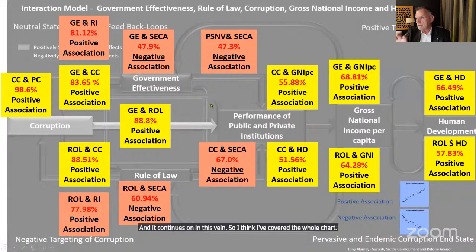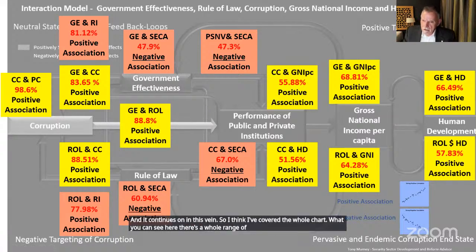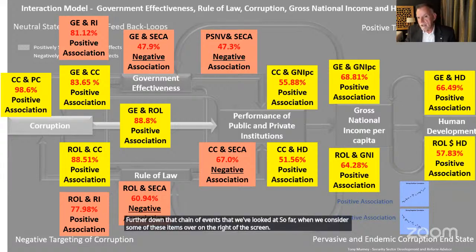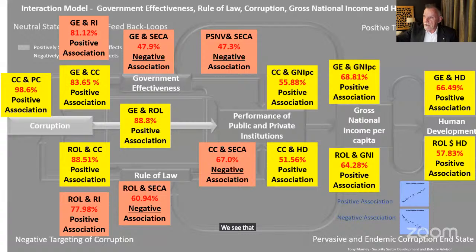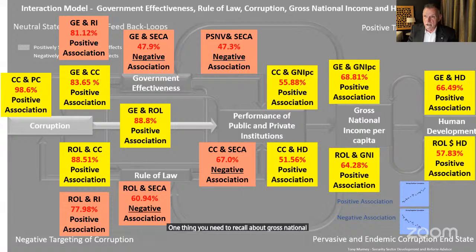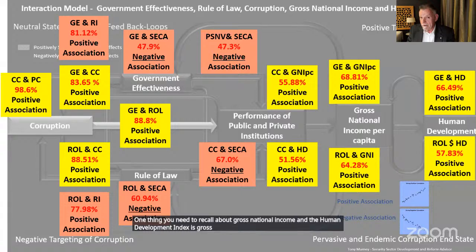What you can see here is a whole range of really interesting associations, starting with government effectiveness and rule of law and trying to get some insights into what happens further down that chain of events that we've looked at so far. When we consider some of these items over on the right of the screen, we see that these things feed into two of the most important variables you can measure for nation states: gross national income per capita and human development. Now, one thing you need to recall about gross national income and the Human Development Index is that gross national income is in the measure, so there's a degree of autocorrelation.